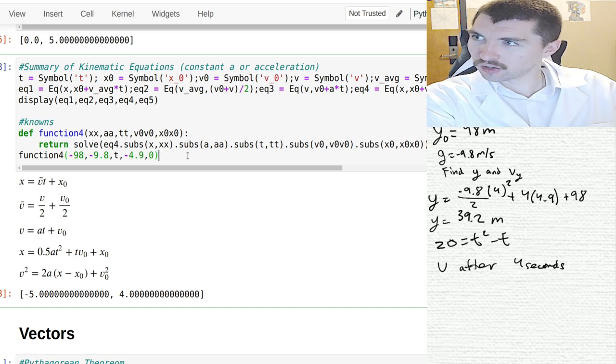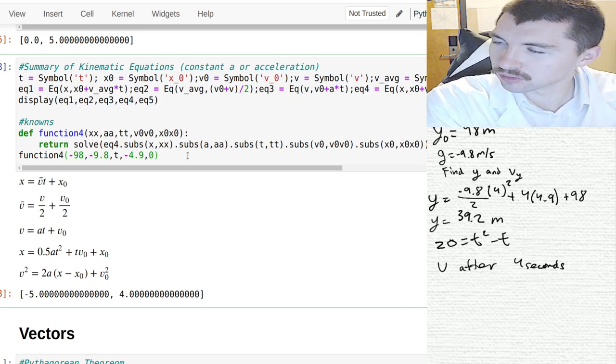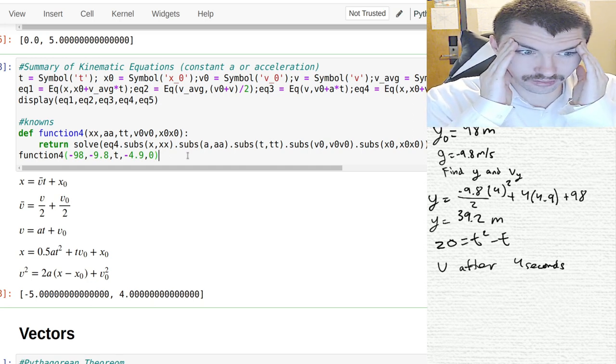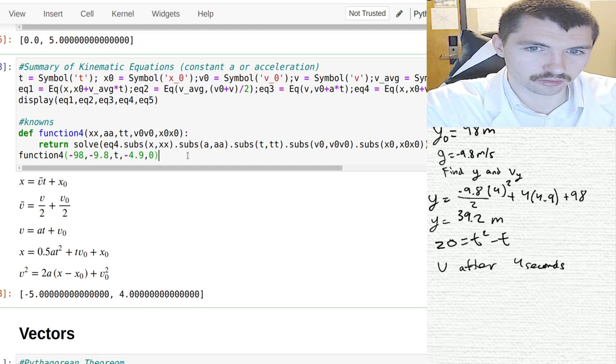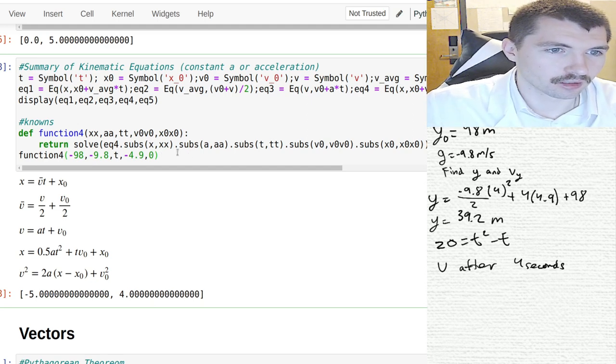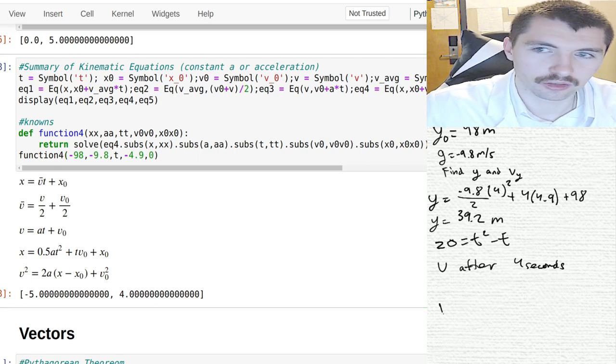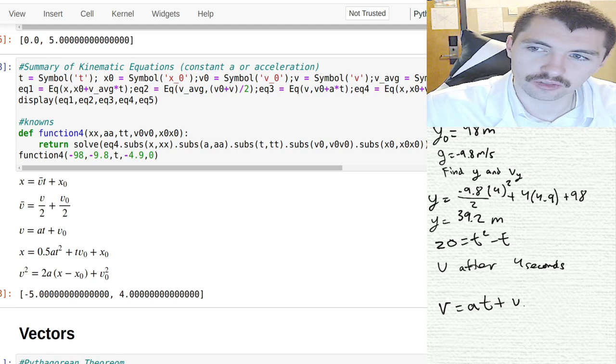That right there is beautiful. So I can just take the function, I take the knowns, and it just solves it for me. All right, awesome. So what's V after 4 seconds? We know the acceleration and time, so we're going to use V equals AT plus V naught.